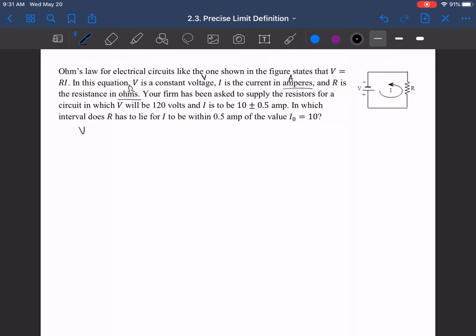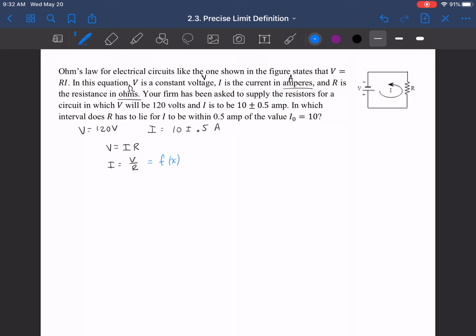All right, so let's take a look at this. First off, we have V equals 120 volts. I is going to be the 10 plus or minus 0.5 amps, like that. And we have Ohm's law that was given, V equals IR. And from that, we can say that I is V over R. And this is going to be our f of x. All right, it's I as a function basically of R here.